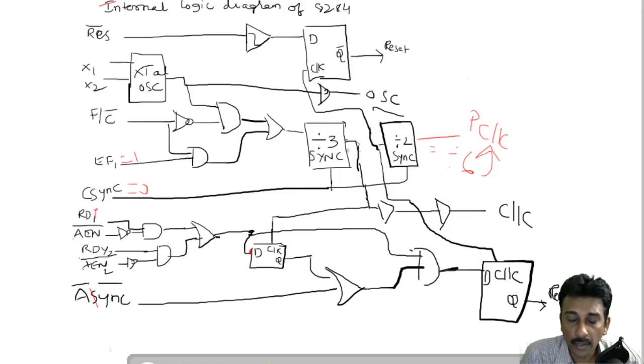clock. If you want to provide a synchronizing frequency for the peripherals, in typical cases the divided by 3 frequency may be multiplied by divided by 2, then we will get a divided by 6 frequency, which can be used for the peripheral clock synchronization. So this type of block diagram is provided in the internal 8284 clock generator.